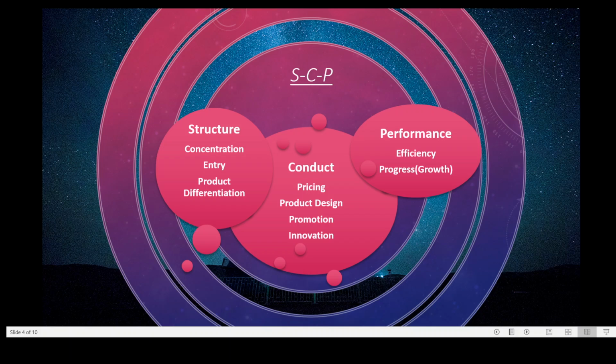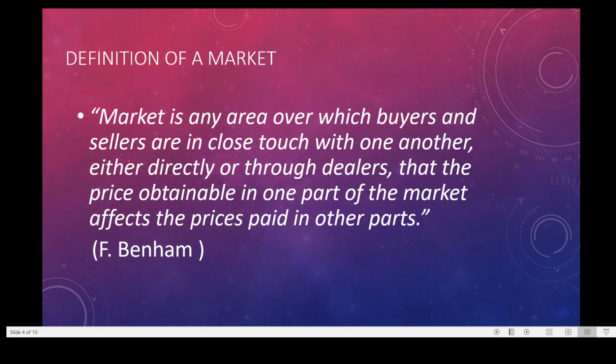The inefficient operators go out. Kingfisher went out. Jet Airways went out. That is because of inefficiency. Progress or growth depends on your performance. So the SCP framework works.